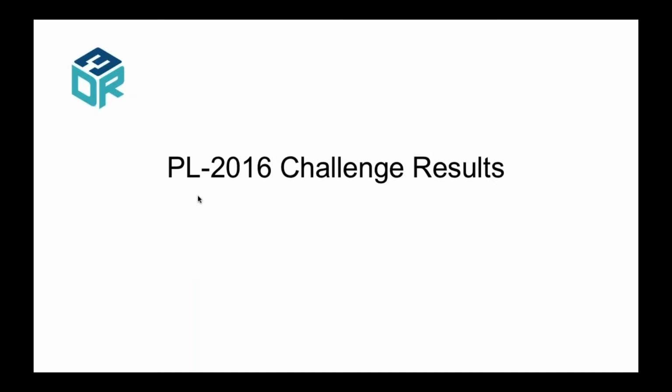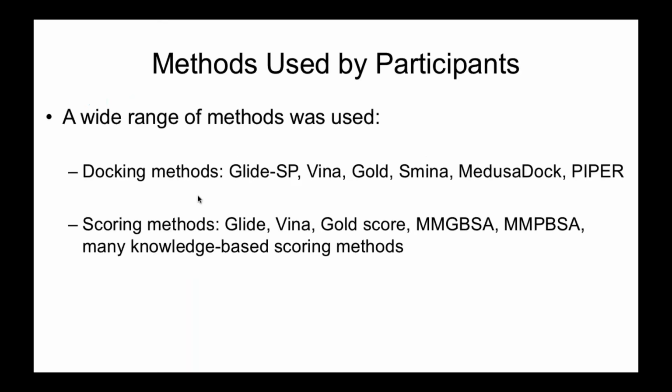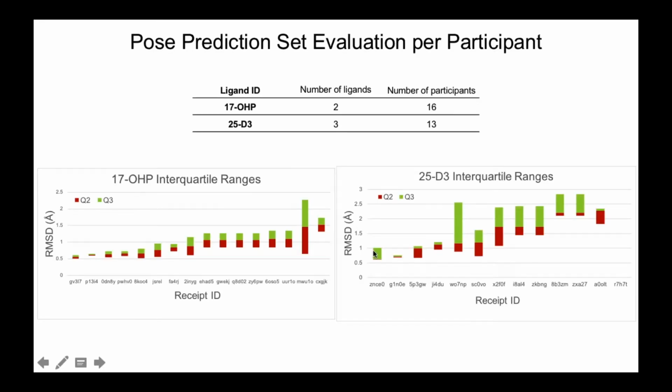So next, I'll be going over our challenge results. We had about 15 different participants that participated in this challenge. They used a wide range of different methods, going from standard methods like Glide SP, VINA, and GOLD, to using all different types of parameters and rescoring their ligands using various knowledge-based scoring functions, and MM-GBSA and MM-PBSA.